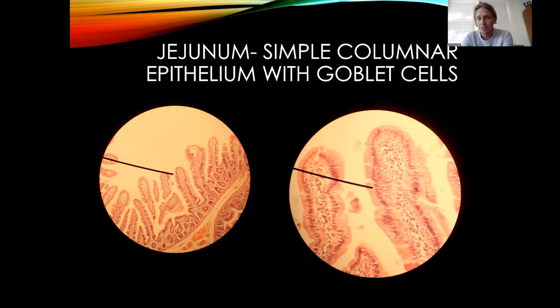We do have a lot of goblet cells in the trachea, but we also have them in the jejunum. Goblet cells don't stain very well, so you can see these open spaces, like something got skipped in the epithelium. That's actually a goblet cell because it doesn't get stained. These are important for producing mucus. They create something called mucin, and when it mixes with water, it becomes mucus.